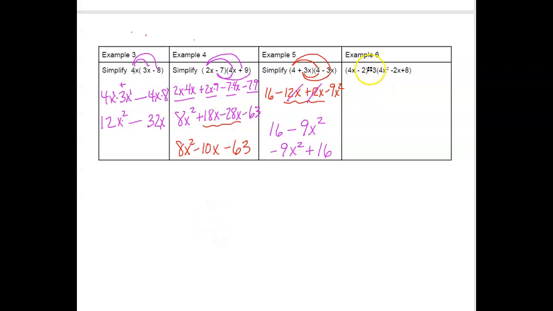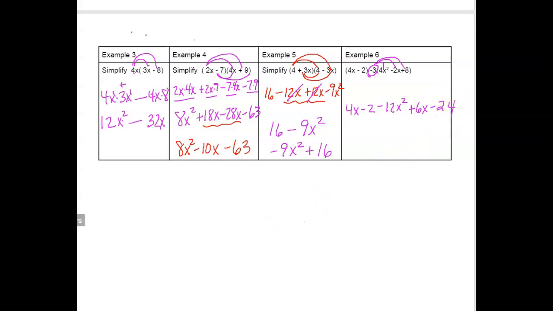Now, example 6, the 4x minus 2 is in front, so technically you don't need the parenthesis. But then we have this negative 3 that actually needs to be distributed to all 3 terms. So negative 3 times 4, negative 3 times negative 2, x, and then negative 3 times 8.